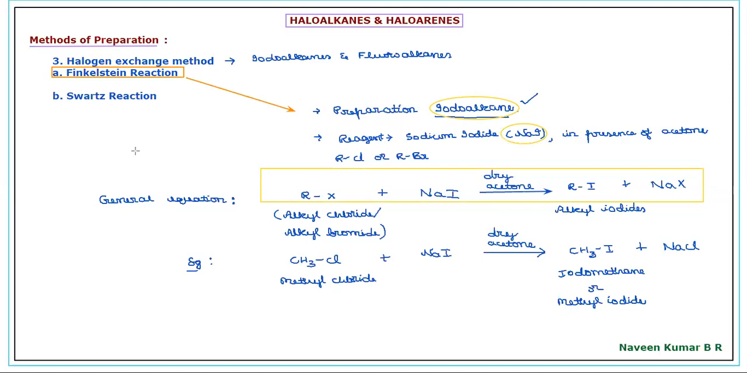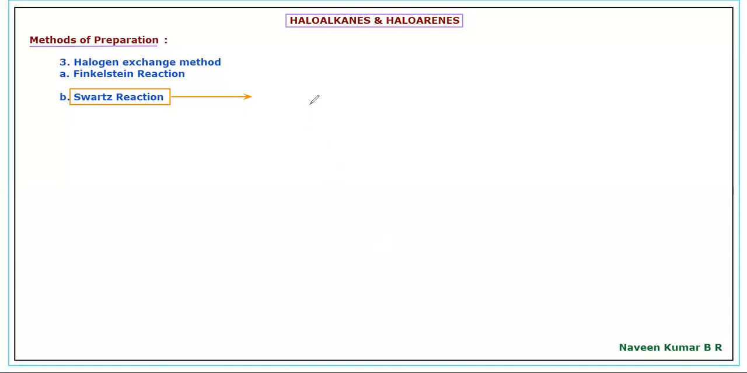Now we'll observe the second named halogen exchange reaction, the Schwarz reaction. Schwarz reaction, again a very important named reaction. This is used for the preparation of fluoroalkanes. In this method, the special reagent used for the preparation of fluoroalkanes is a metal fluoride. You can remember at least one example to show.